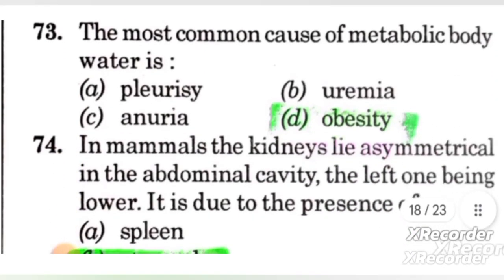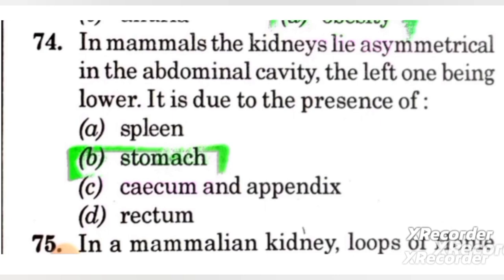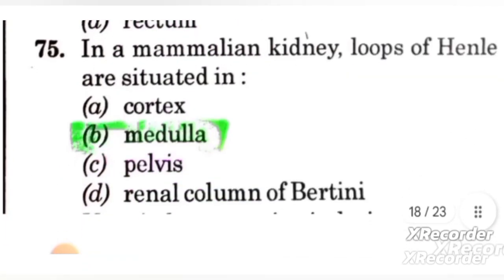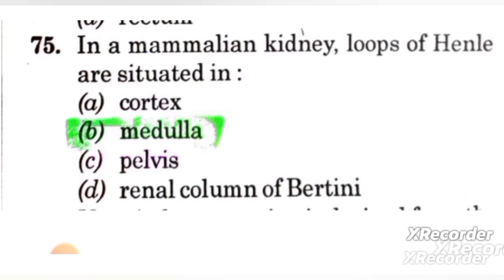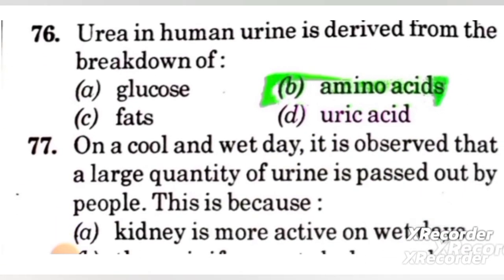Next 73. The most common causes of metabolic body water is answer D, Obesity. Next 74. In mammals, the kidneys lie asymmetrically in the abdominal cavity, the left one being lower. It is due to the presence of answer B, Stomach. Next 75. In a mammalian kidney, loops of Henle are situated in answer B, Medulla. Next 76. Urea in human urine is derived from the breakdown of answer B, Amino acids.